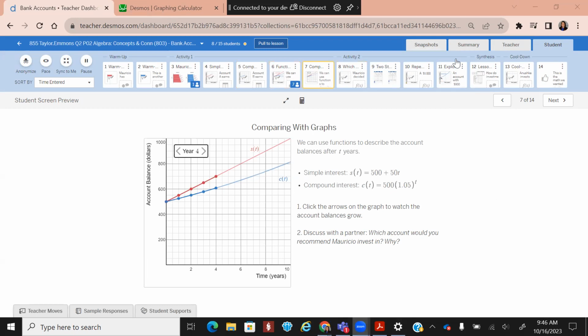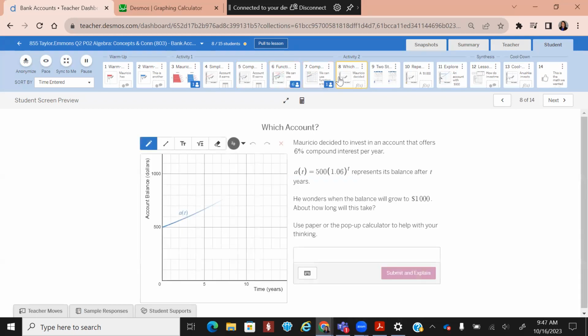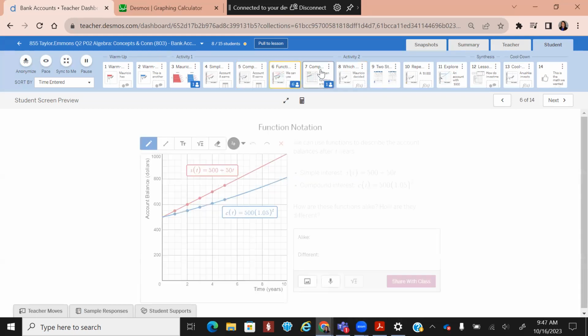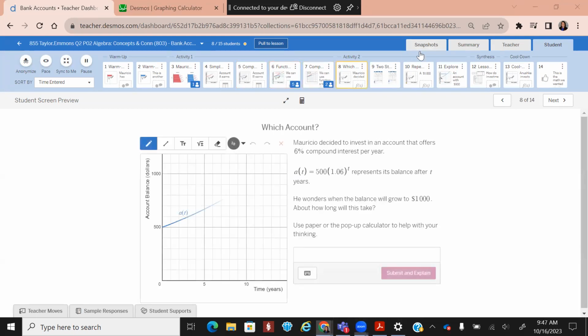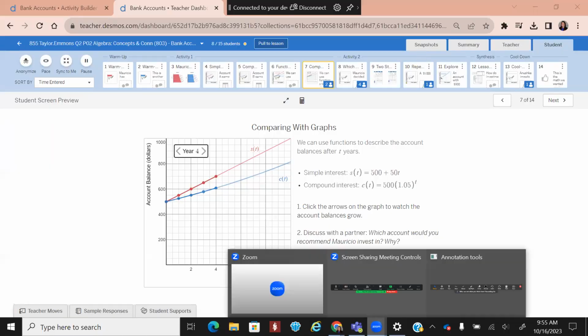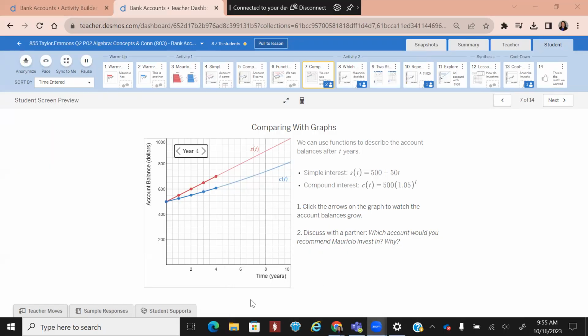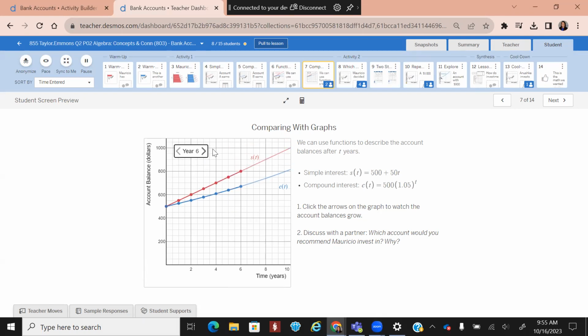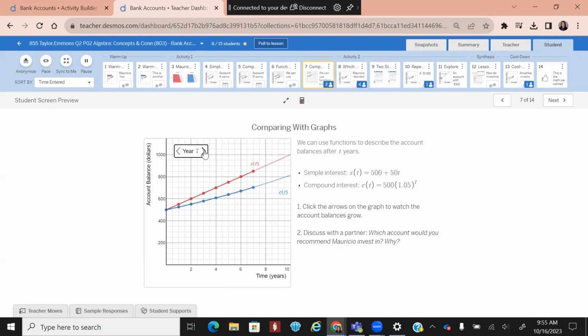You're working on slides 6, 7, and 8. You're going to discuss with a partner, and then we're going to talk about it in just a second. So click on the arrows on the graph to watch the account's balance grow. Discuss with a partner, which account would you recommend?